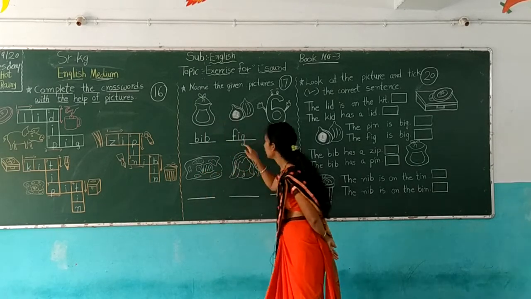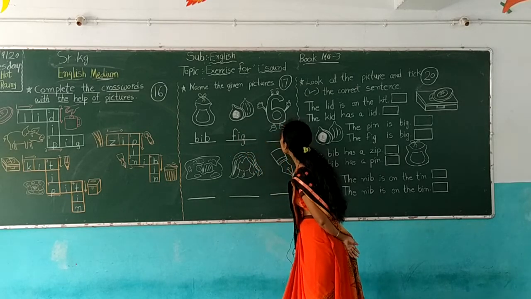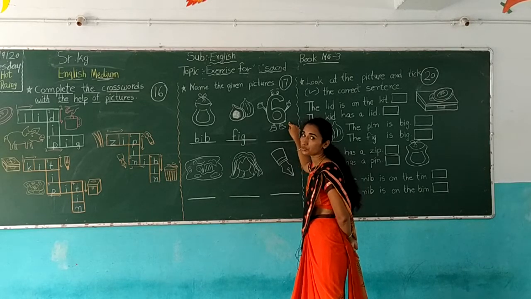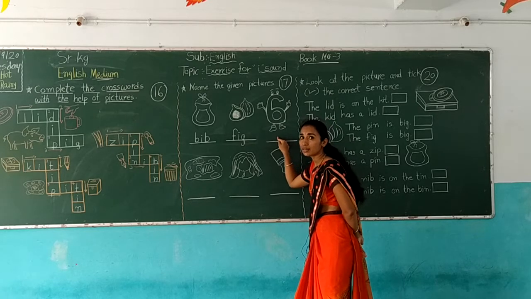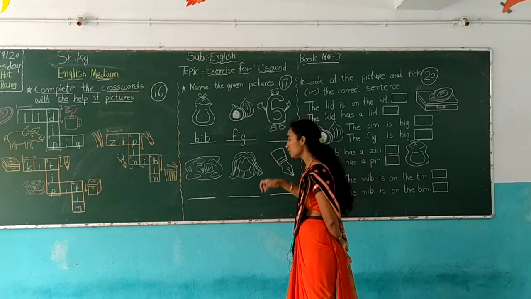Fa, ig, fig. Next, which picture is this? Six. So here we write sa, x, six.